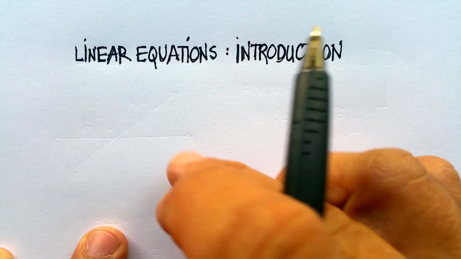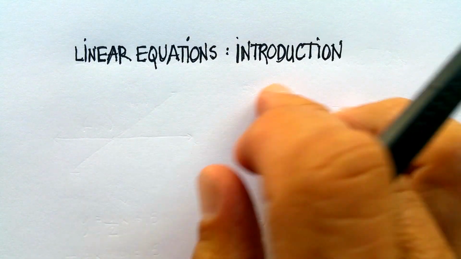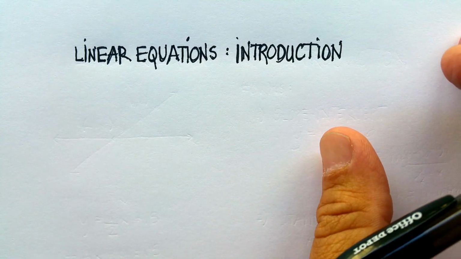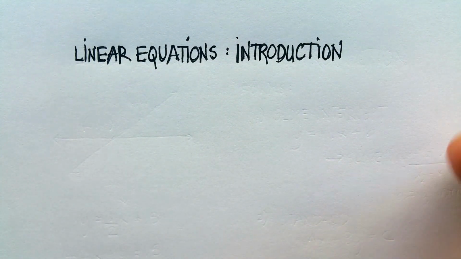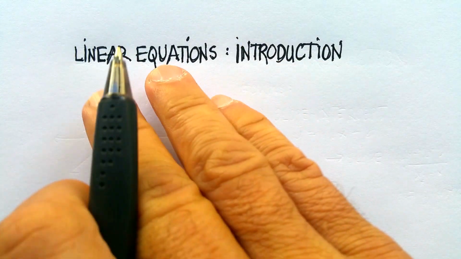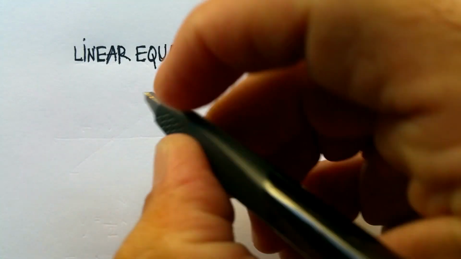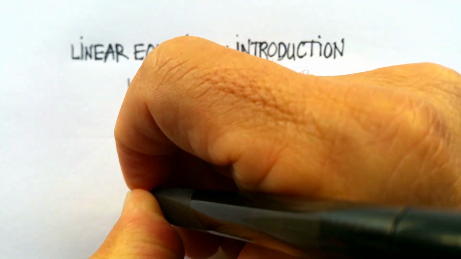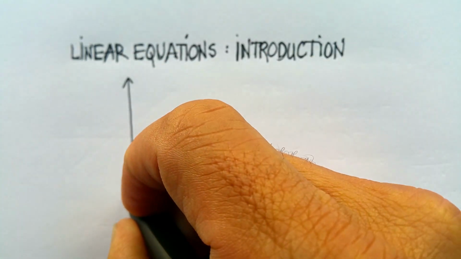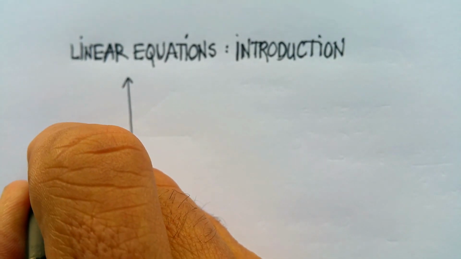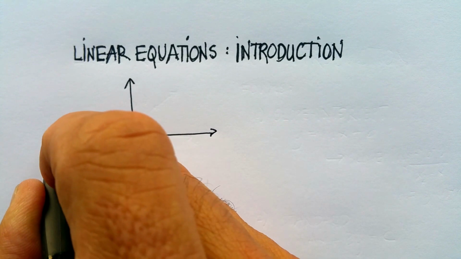Okay, in this video I want to go over something called linear equations, and I'm just going to give you a brief introduction. Now let's start with what a linear equation is. Basically, a linear equation is a mathematical representation of a line on the xy axis, okay?